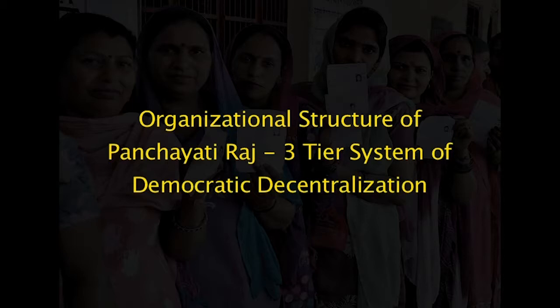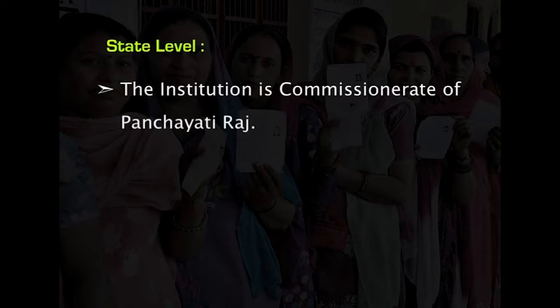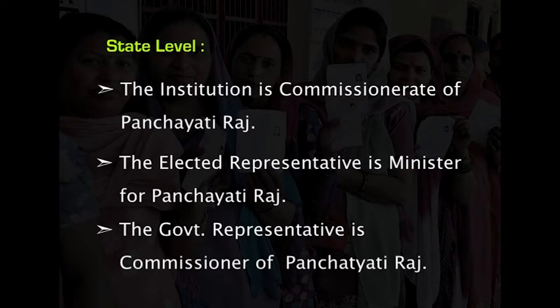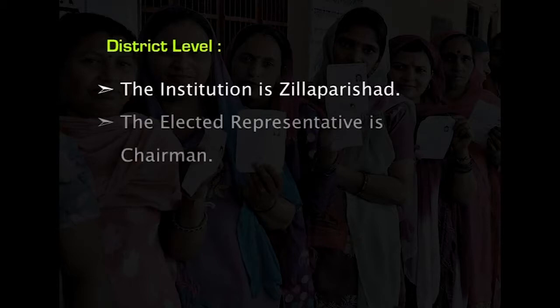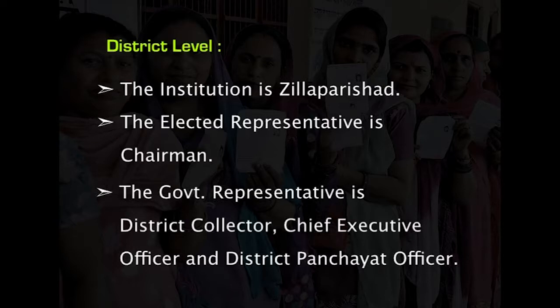Now, let us see the organizational structure of Panchayat Raj, that is the three-tier system of democratic decentralization. At state level, the institution is Commissionerate of Panchayat Raj, the elected representative is Minister for Panchayat Raj and the government representative is Commissioner of Panchayat Raj. At district level, the institution is Zilla Parishad, the elected representative is Chairman and the government representative is District Collector, Chief Executive Officer and District Panchayat Officer.